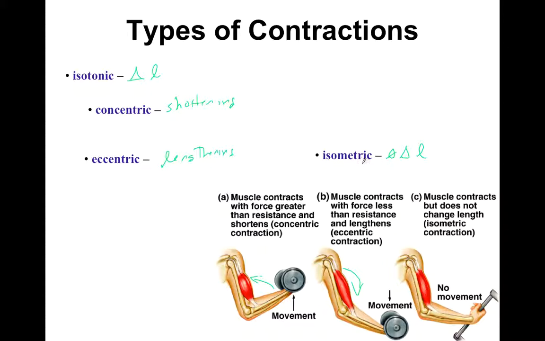Okay, and then isometric is when a muscle contracts, but there's no change in length. So isometric, the muscle doesn't change in length; it just produces a force. And isometric, we do this all the time, just standing. Or if you push against a wall, your muscles aren't actually shortening or lengthening, but you're producing force.